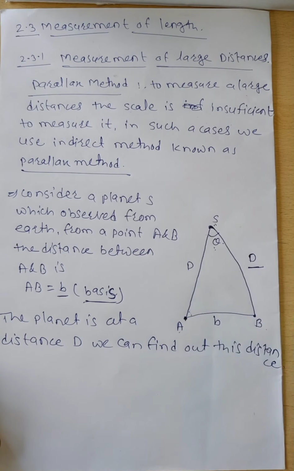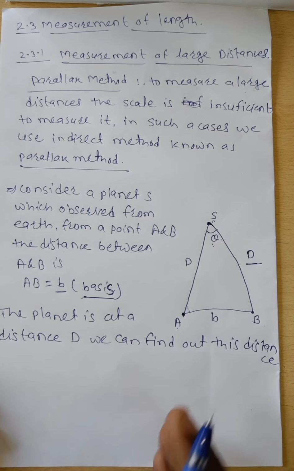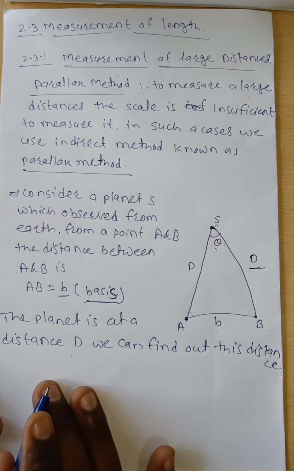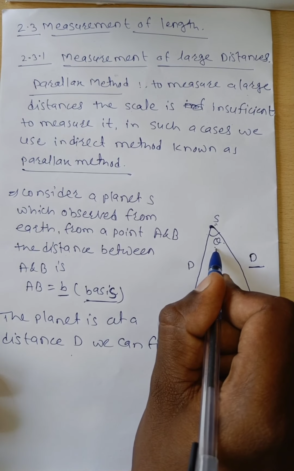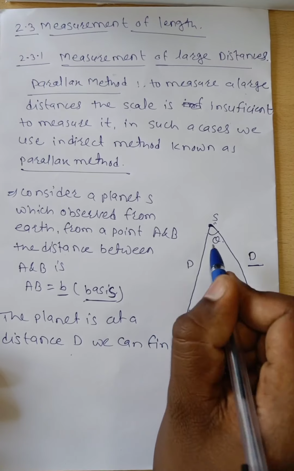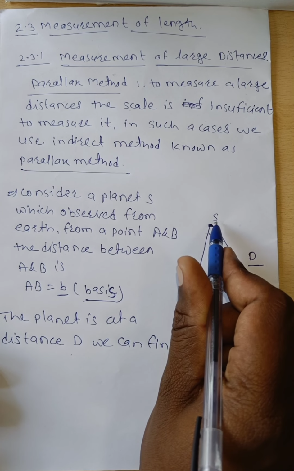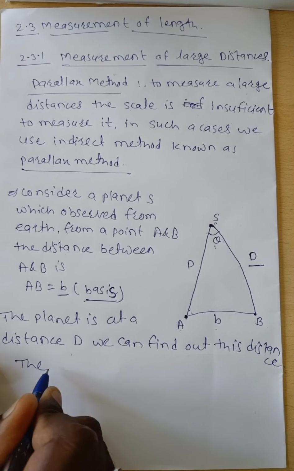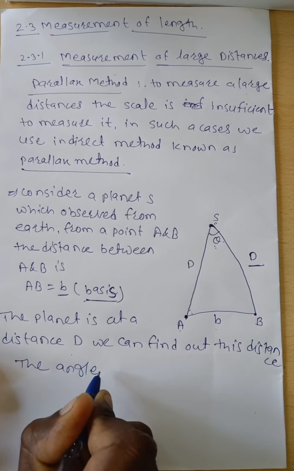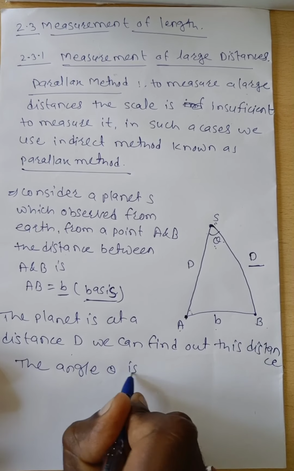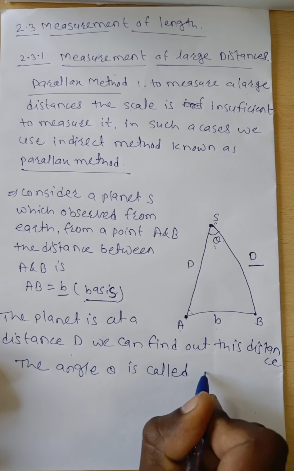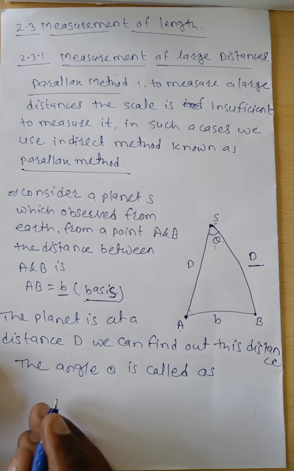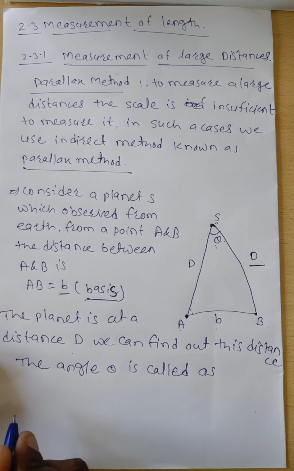We have to find out theta, and we have to measure the basis B. The planet is at a distance D. We can find that distance using the angle made at the planet, that angle theta. The angle theta is called the parallax angle.